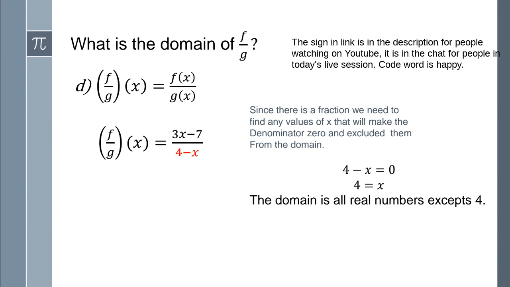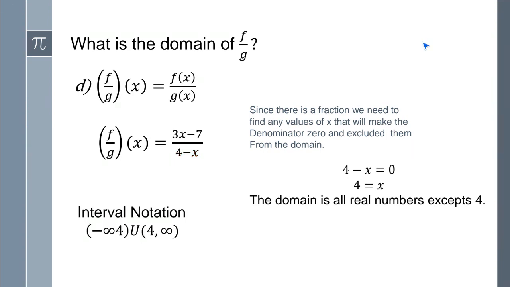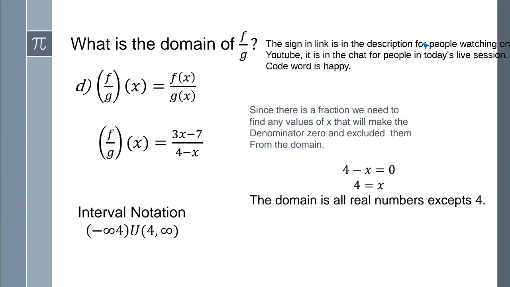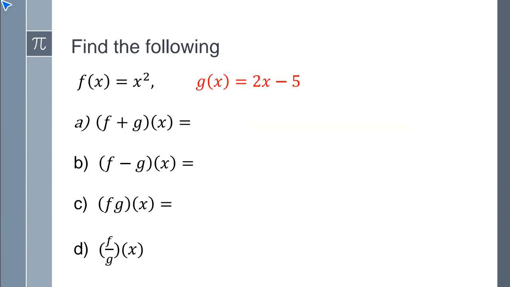So again, the domain for this problem is all real numbers except 4, but the computer, WebAssign, will want the answer in interval notation. So again, interval notation is from negative infinity to 4 and from 4 to infinity. I forgot the parentheses, sorry. Okay. Questions? Awesome, guys. Let's move forward.